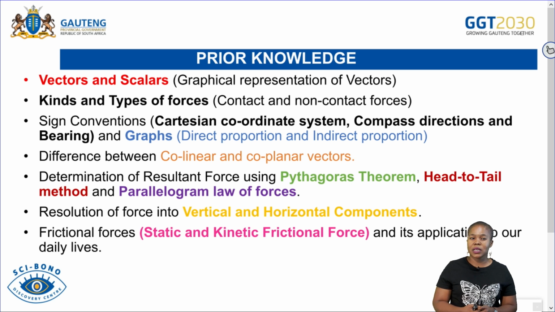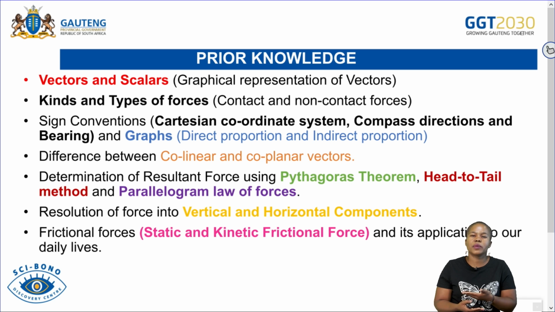Resolution of force into vertical and horizontal components. Remember, this is what we are zooming in on for our revision for today, as well as we're looking at frictional force. Remember, there are different types of frictional force. We've got your static frictional force, and then we've got your kinetic frictional force. Not forgetting the definition of a frictional force as a whole. That is, it's a force that is parallel to the surface, and it always opposes the motion of the object. Okay, but now when it's static, it's a frictional force that acts between two surfaces when an object is stationary.